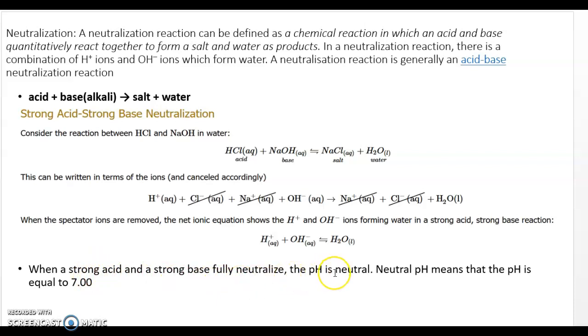What will be the pH? The pH is neutral, and neutral pH means a value equal to 7. The remaining topics will continue afterwards. The question and answers related to this topic I will give you. You can write them down in the notebook.